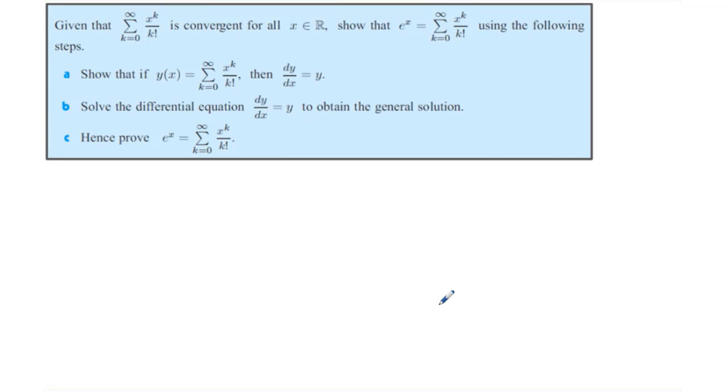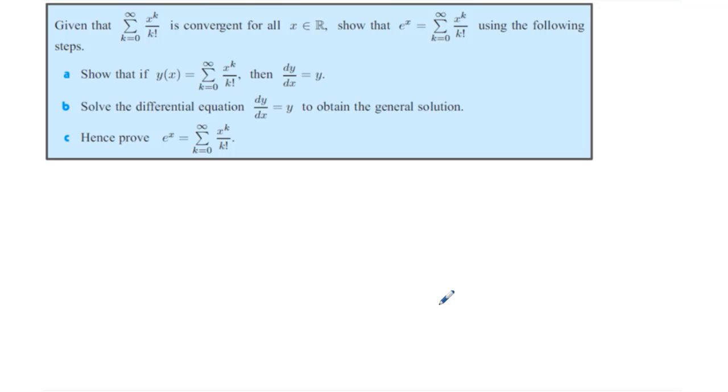Part A. Show that if y of x equals the sum from k equals 0 to infinity of x to the k over k factorial, then dy by dx equals y. So we're going to write the power series out, and we're going to differentiate it and show that it actually equals the same thing. Because remember, this is a power series to infinity. So just having one less term once we differentiate and a constant disappears doesn't make any difference.